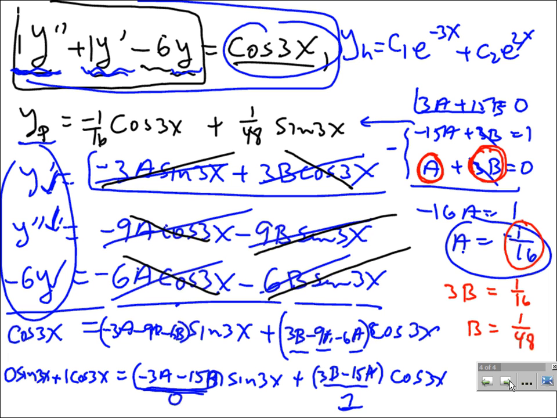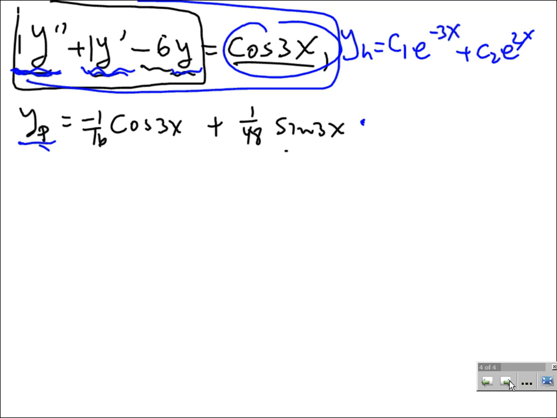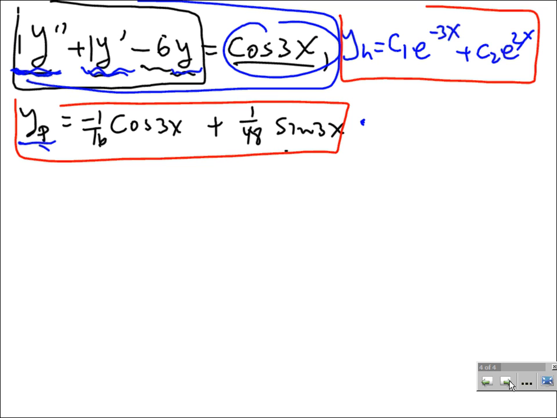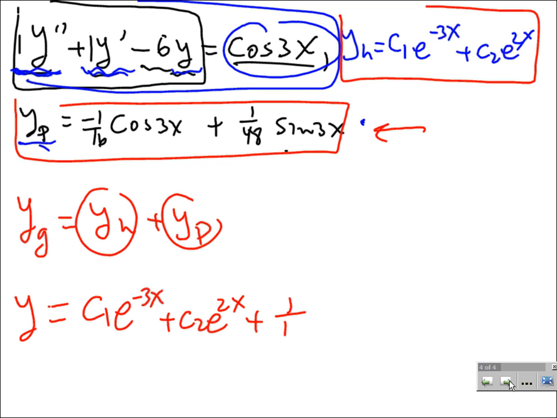Alright, so now the very, very last thing. Once you have the y homogeneous and the y particular, you're done. Y general is y homogeneous plus y particular. That is, it's c1 e to the negative 3x plus c2 e to the 2x. That's y homogeneous plus y particular, which is that equation: negative 1/16 cosine 3x plus 1 over 48 sine 3x.